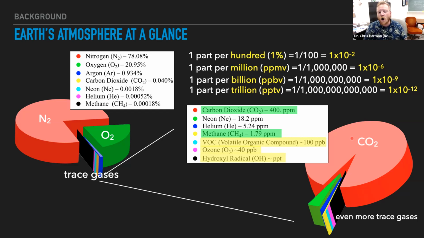Ozone, a powerful atmospheric oxidant, is quite dynamic, but it's roughly 40 parts per billion planet-wide. And the hydroxyl radical, a very important atmospheric oxidizer, exists in the part per trillion. So these are very small concentrations. However, VOC and atmospheric oxidants are really important for air pollution in Earth's atmosphere.